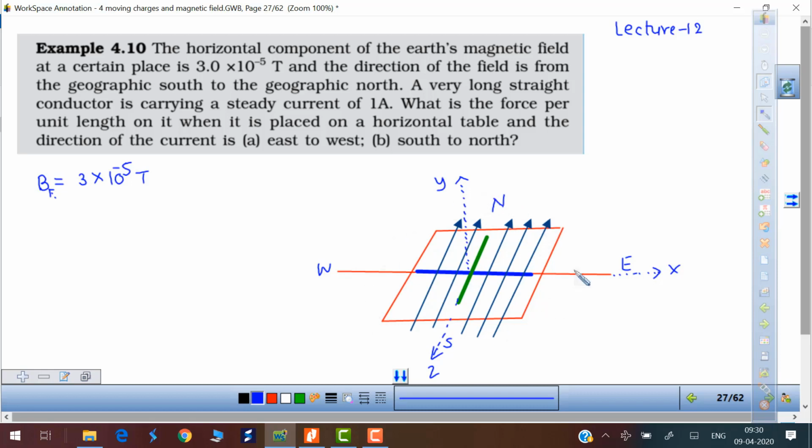This whole picture is in the horizontal plane. Y-axis is toward the sky. Y is toward the sky, X is toward the east, and Z is toward the north. So this is your Z. Oh, sorry, minus Z. And south is minus Z. Okay.